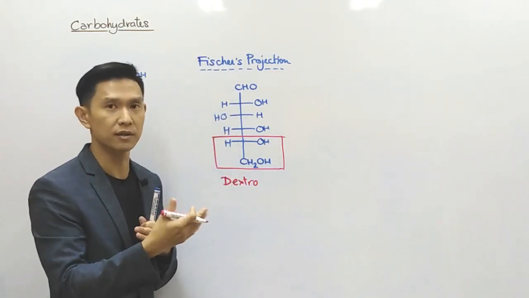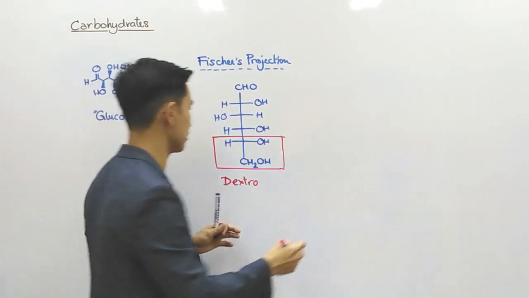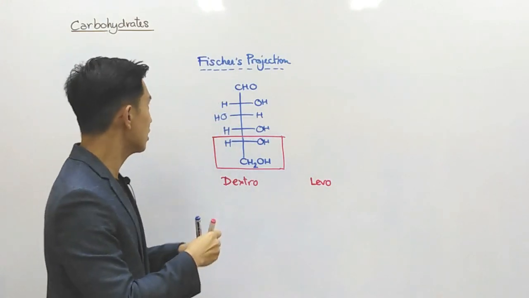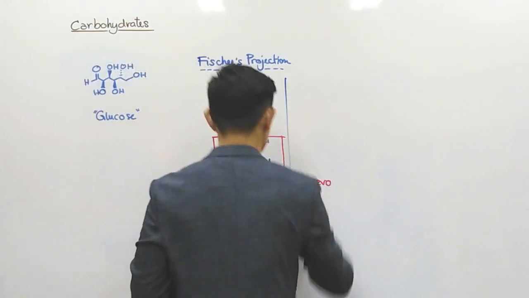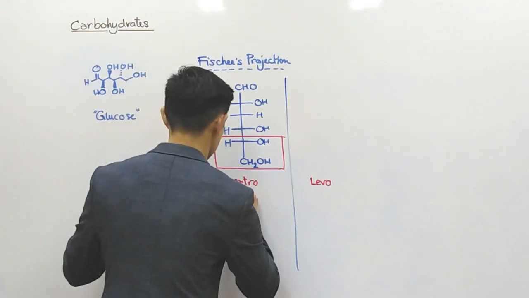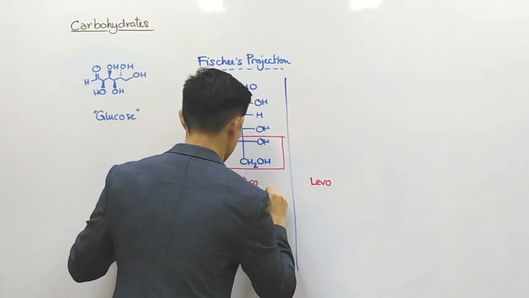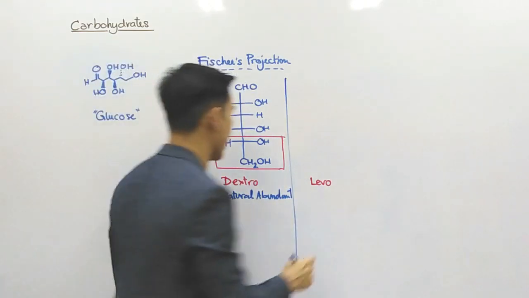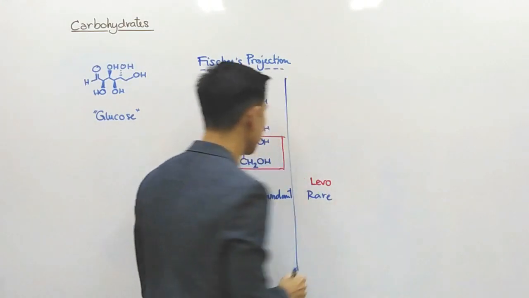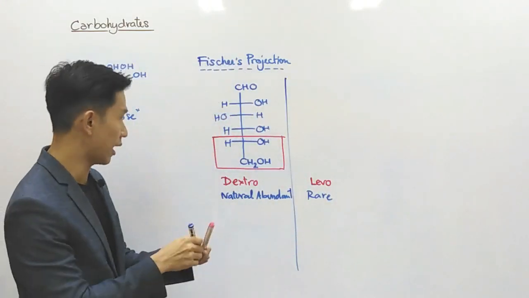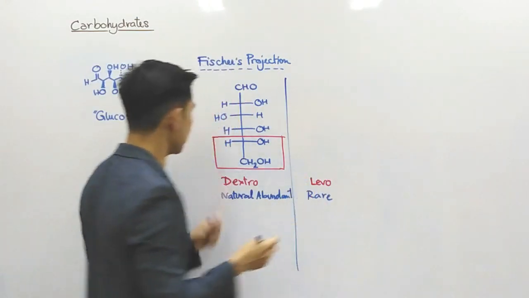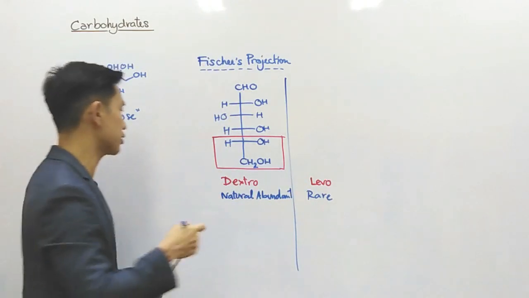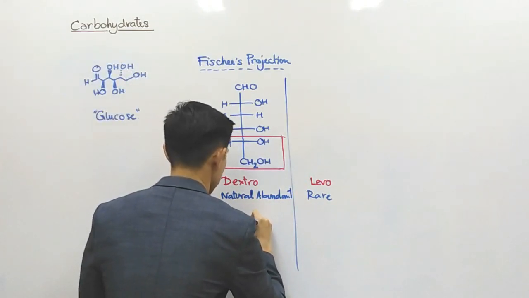The opposite stereoisomer of this is called L, or levo. Levo is left. D is dextro. So in nature, I would say that this is the natural abundant sugar. And this is a rare sugar. So we rarely see this kind of levo isomer. Okay. So the full name of the glucose with this Fischer projection structure is called D-glucose.